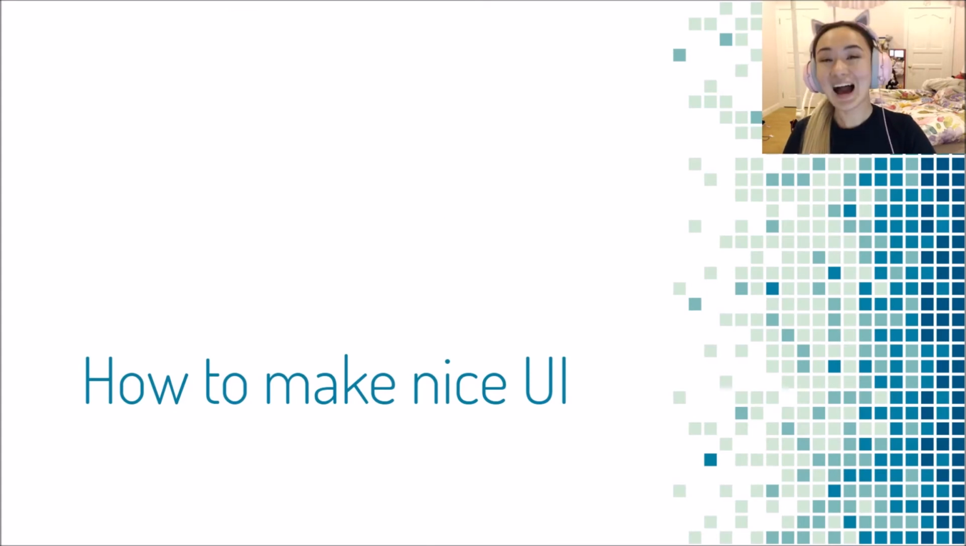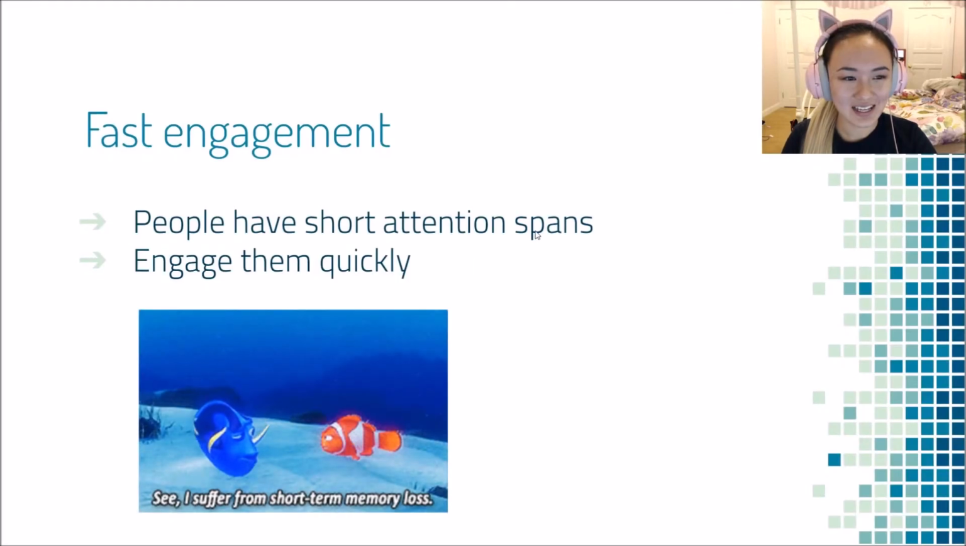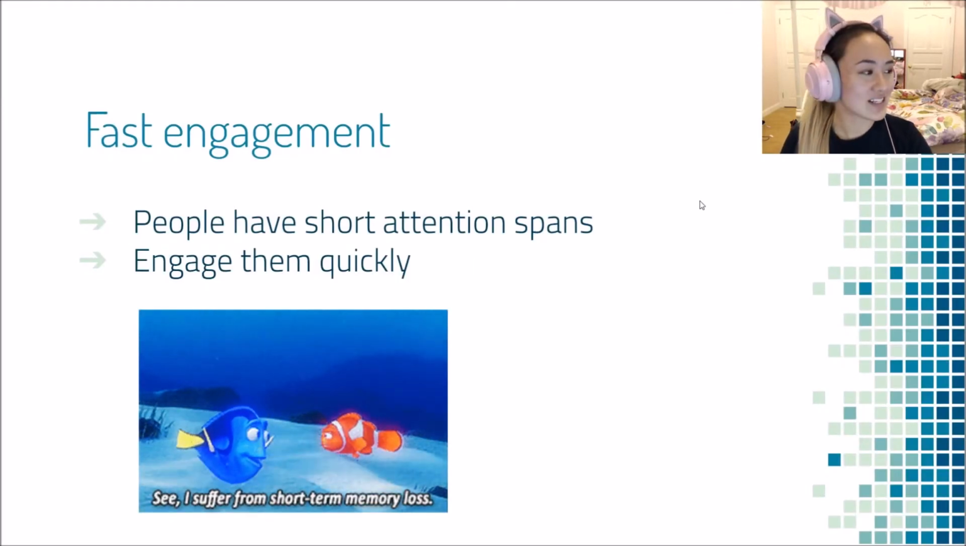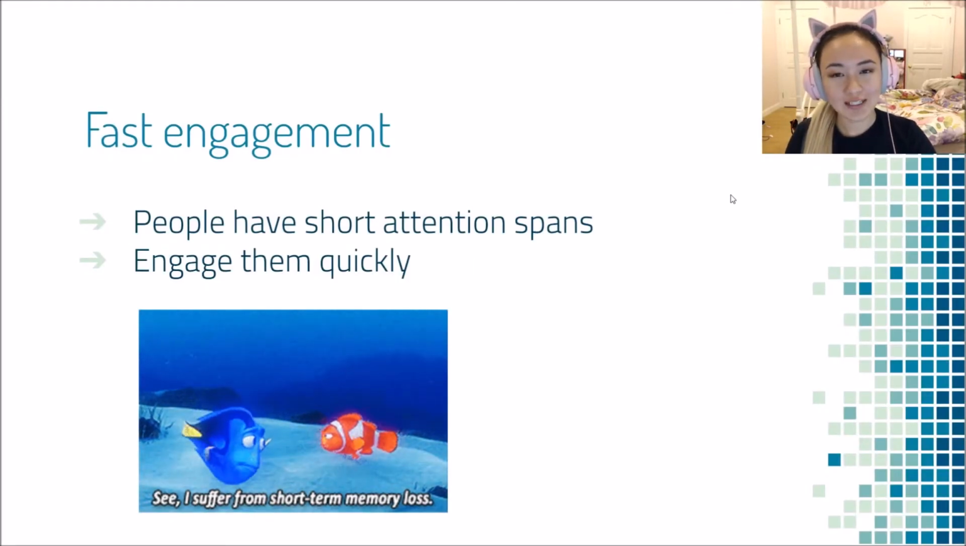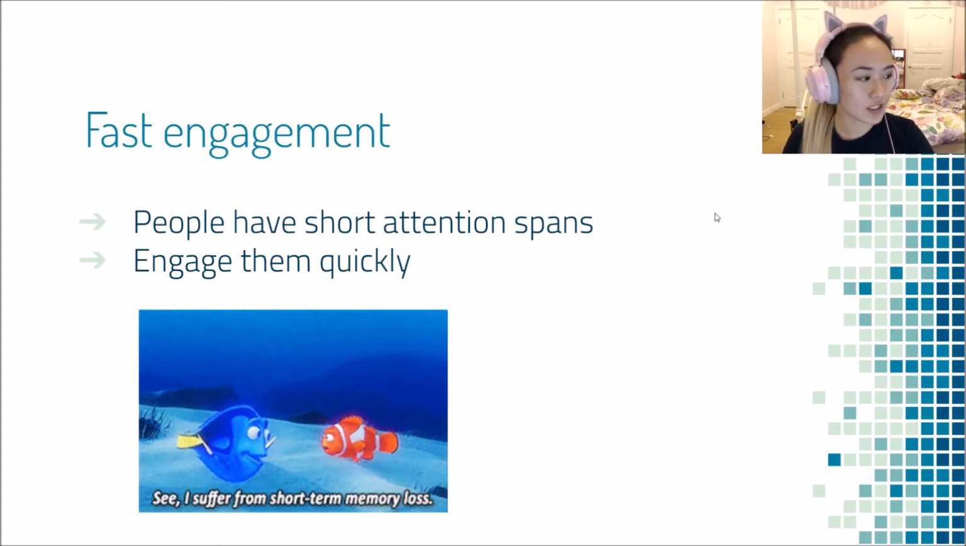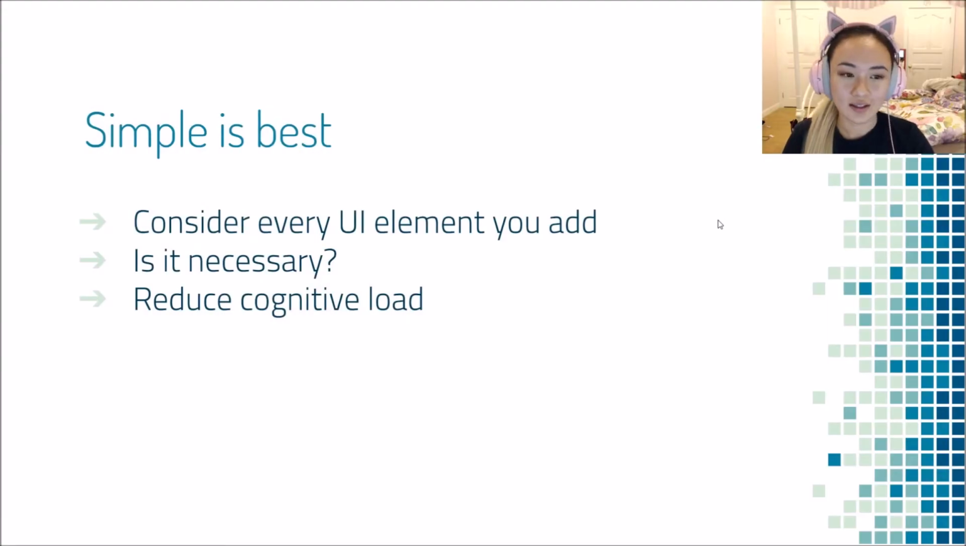So, how to make a nice UI? Well, we're gonna get right into that. First, have fast engagement. People have short attention spans, so engage them quickly. Next, simple is best. Again, like I've mentioned before, consider every UI element you add. Make sure it's necessary before you add it.